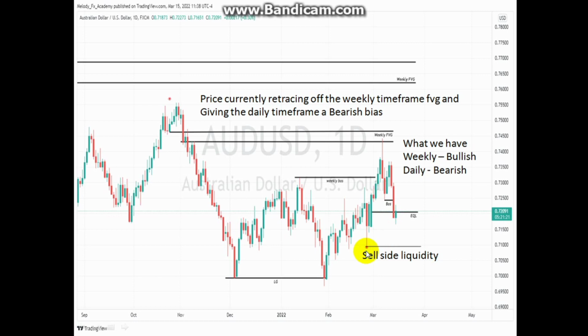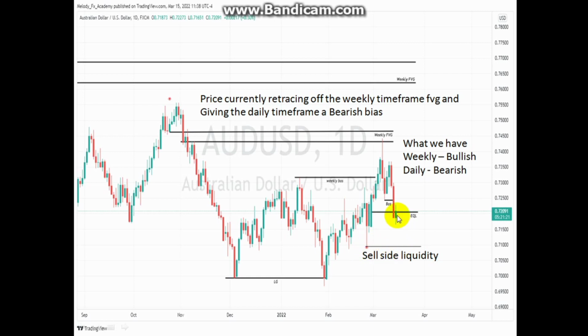Okay, now this is that weekly range. Sorry, this is the weekly range here. Now looking at this daily time frame, where is liquidity, where is the draw on liquidity currently? What are we seeing now? Well, take a close look at this swing low. What is resting below this swing low is sell side liquidity.